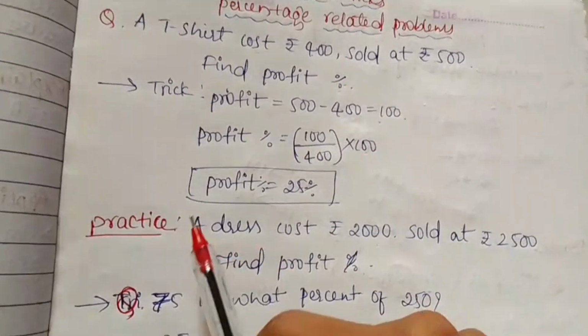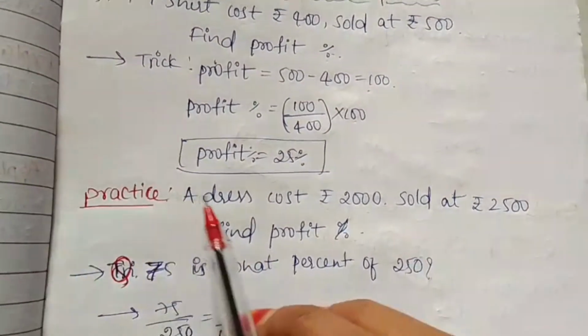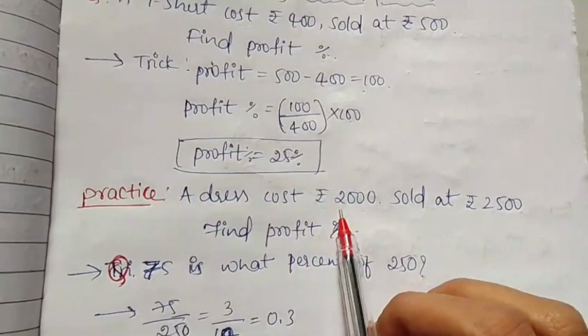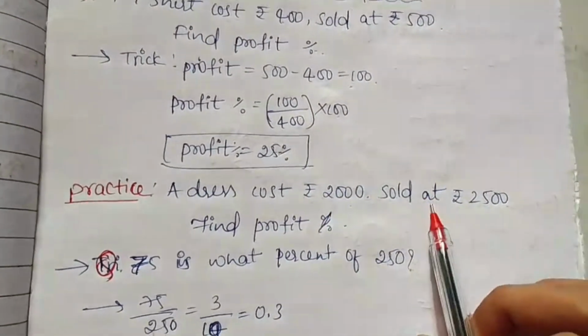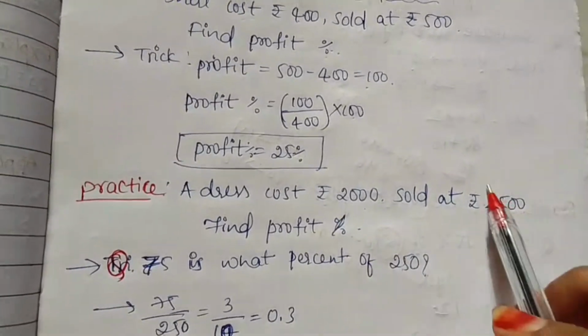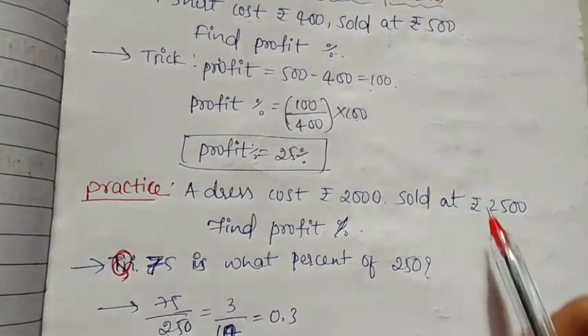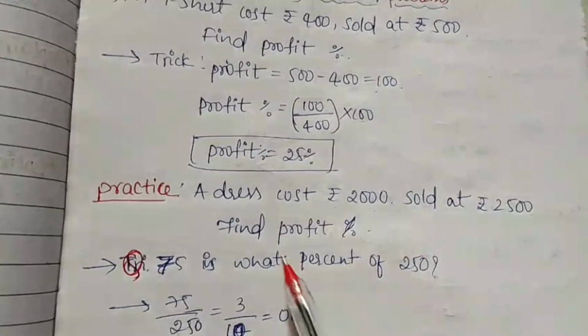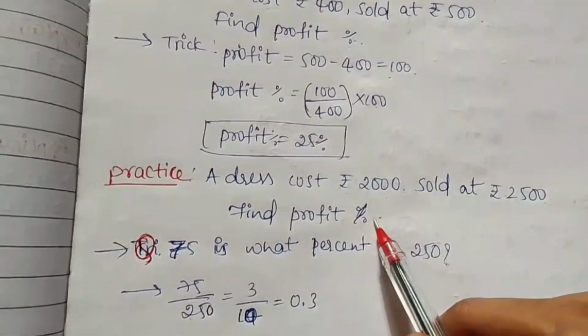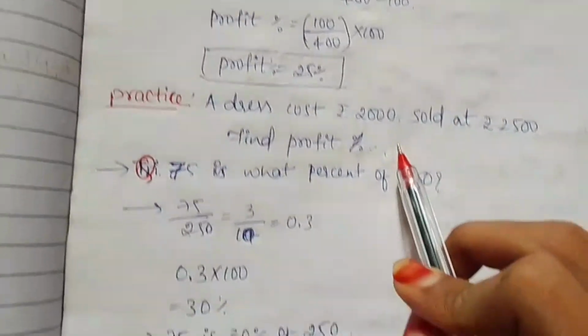Very easy, right? I'll tell you a practice question. A dress cost 2000 and sold at 2500. Here the profit in amount is 500. Find the profit percentage and let me know in the comment section.